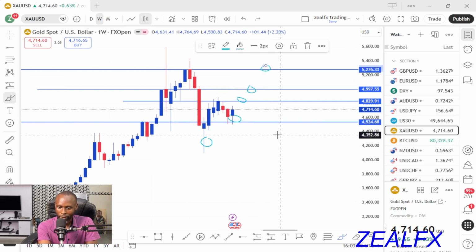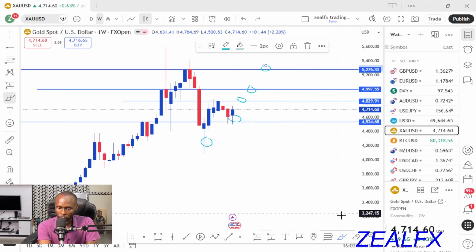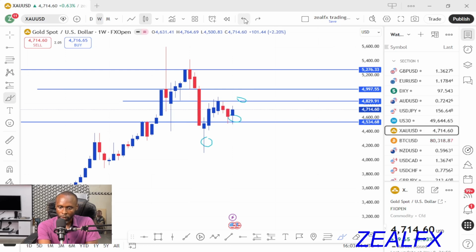So this week, our job is to look out for more of the buying opportunity on the gold USD this week. So long as the weekly and the daily are pointing for buy, our job is to look out for a buying opportunity this week.